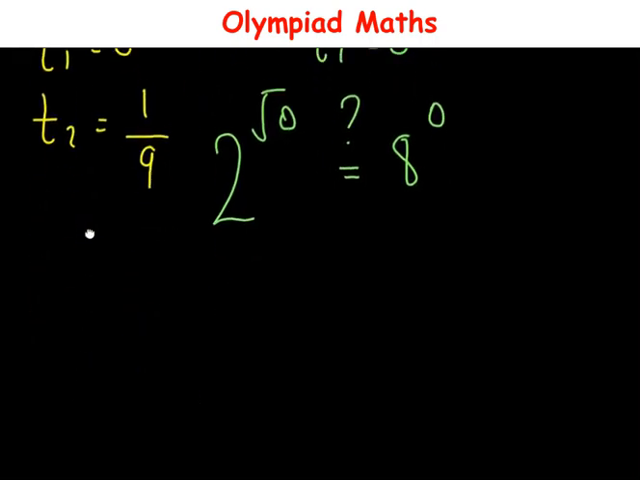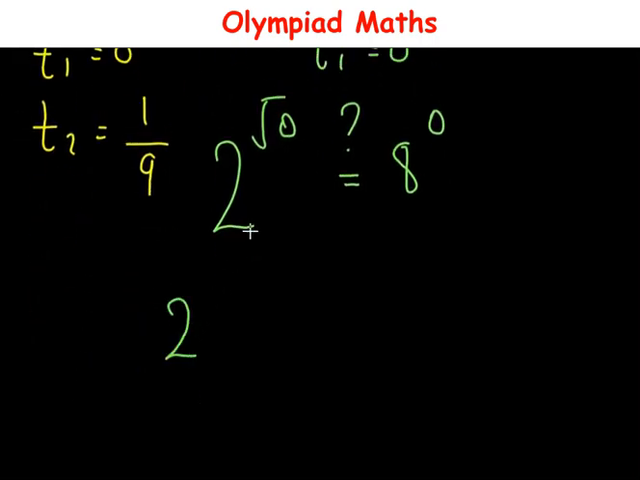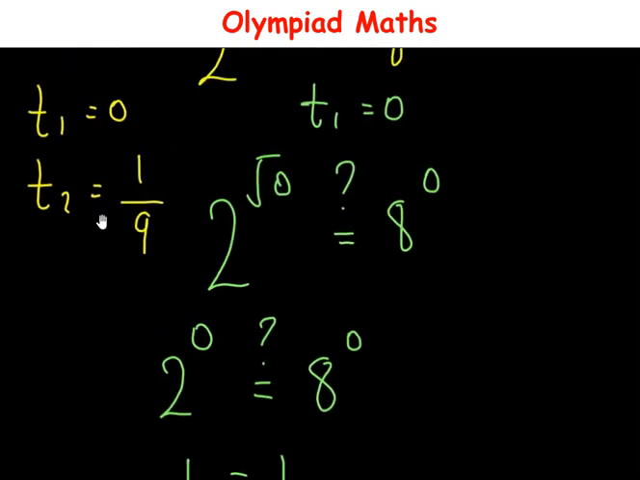From here, what we have is that 2 raised to power root 0, which is 0, equals 8 raised to power 0. With this equal, question mark? Now 2 raised to power 0 is 1, which equals 8 raised to the power 0, which is also 1. So this means that the value of t1 that we got as 0 is the correct solution.